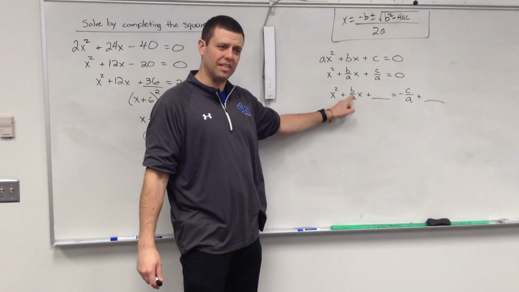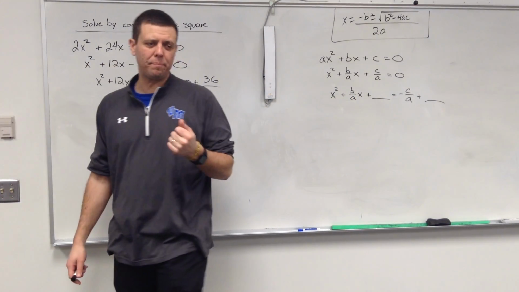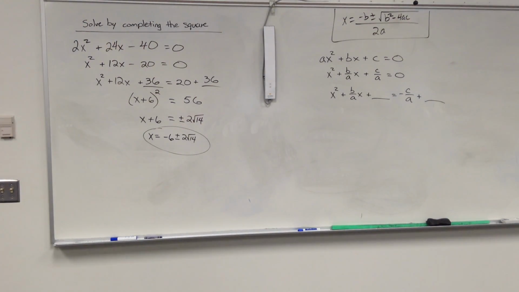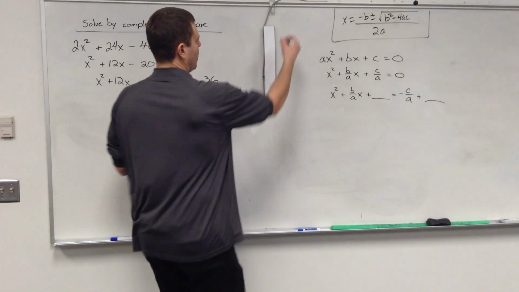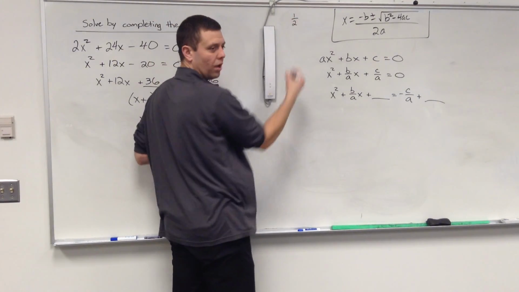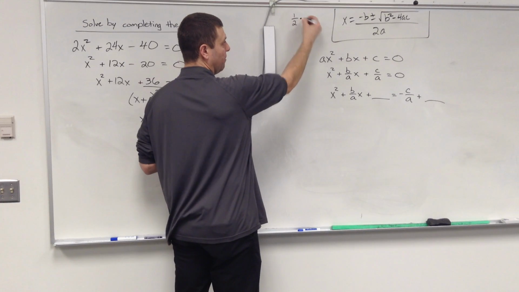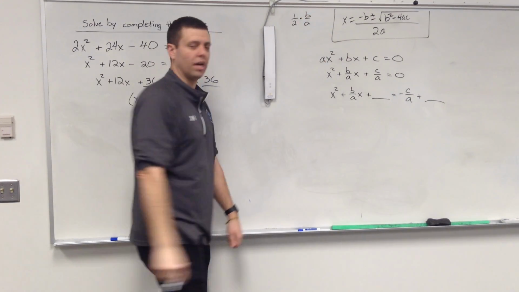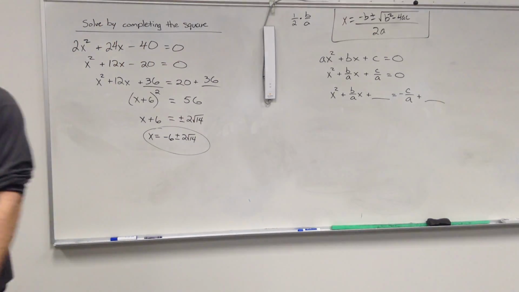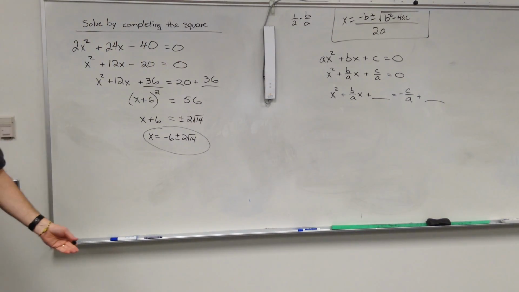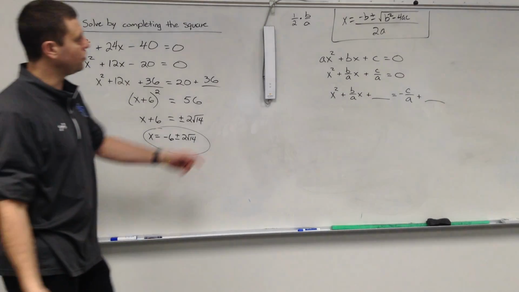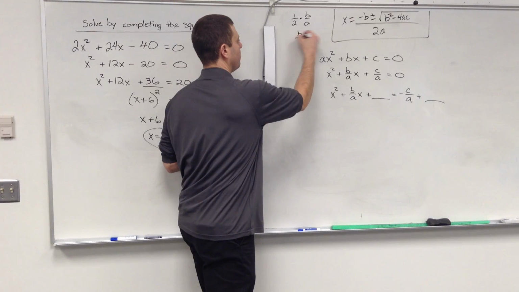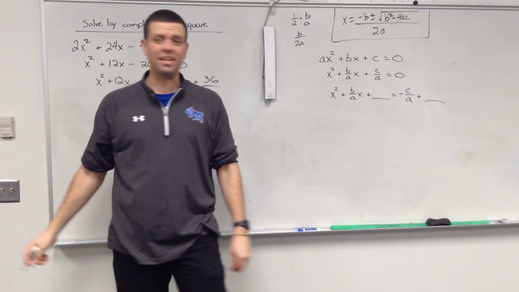So I have to cut this in half. Does anybody know what half of b over a is? If you think of this, 1/2 of means multiply in math. B over a. What's 1/2 of b over a? B over 2a. Okay? B over 2a. So half of b over a would be b over 2a, but then I need to square that.